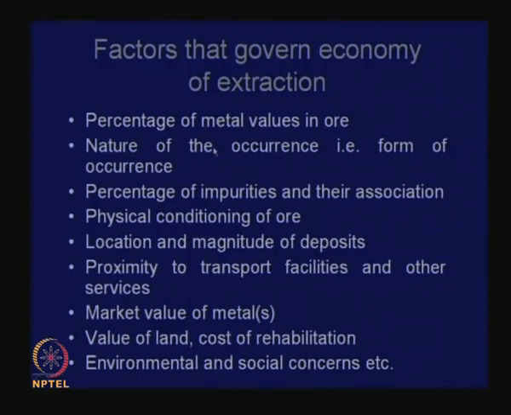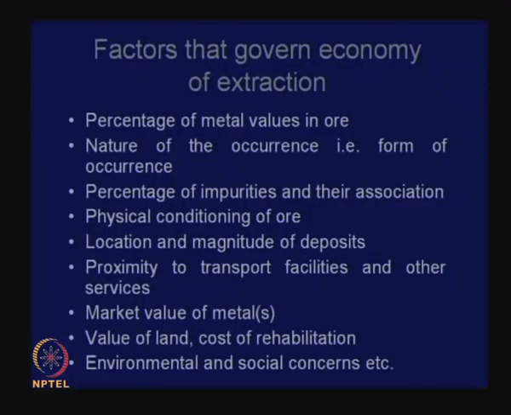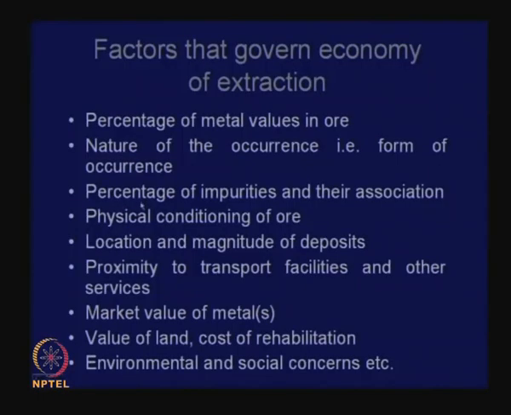Nature of the occurrence, that is form of occurrence: it may be high in a metal, but it may be so fixed with the other non-metals or gangue materials that it is very difficult to get it out of that ore. So, again we will not call it an ore unless the metal value is recoverable. That is related to percentage of impurities and their association, physical conditioning of the ore. There are in some areas iron ore which is very pure, but it may be found in a fine form. It is very difficult to process such an ore. We may not call it an ore.